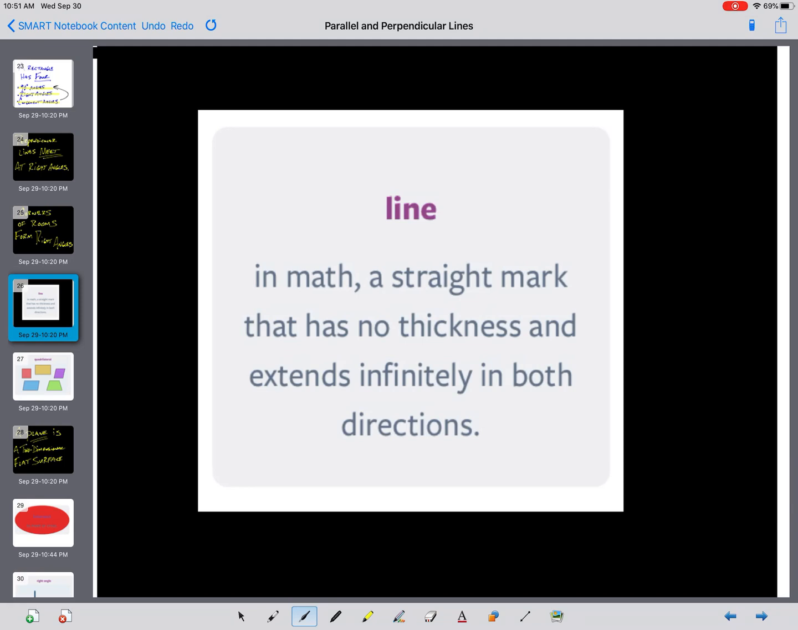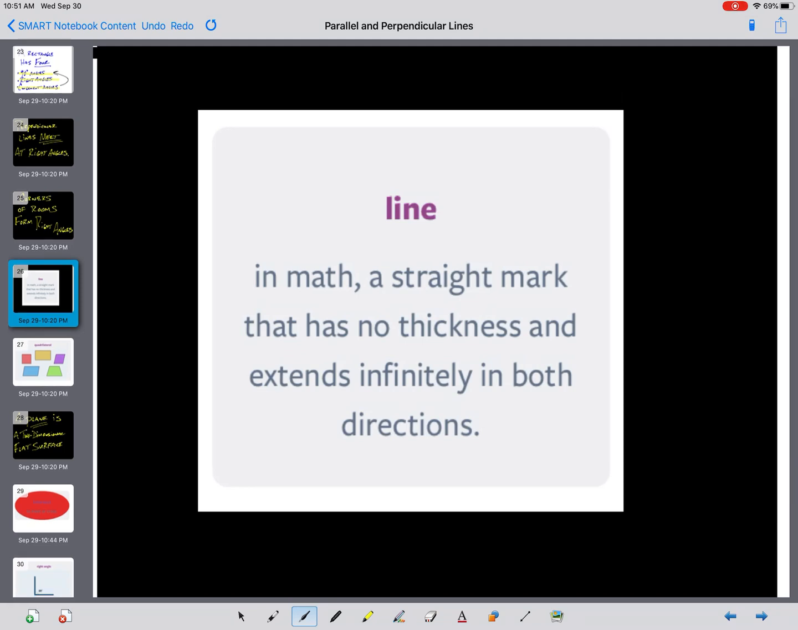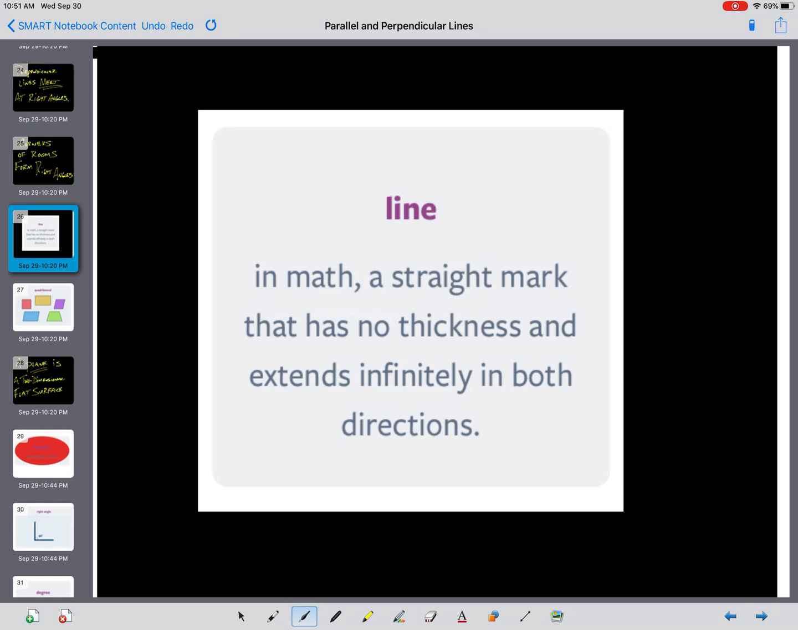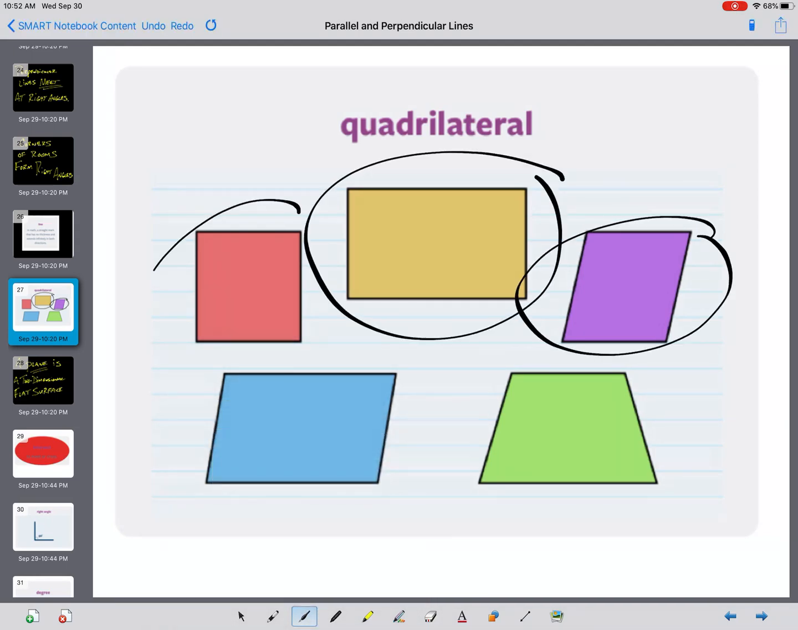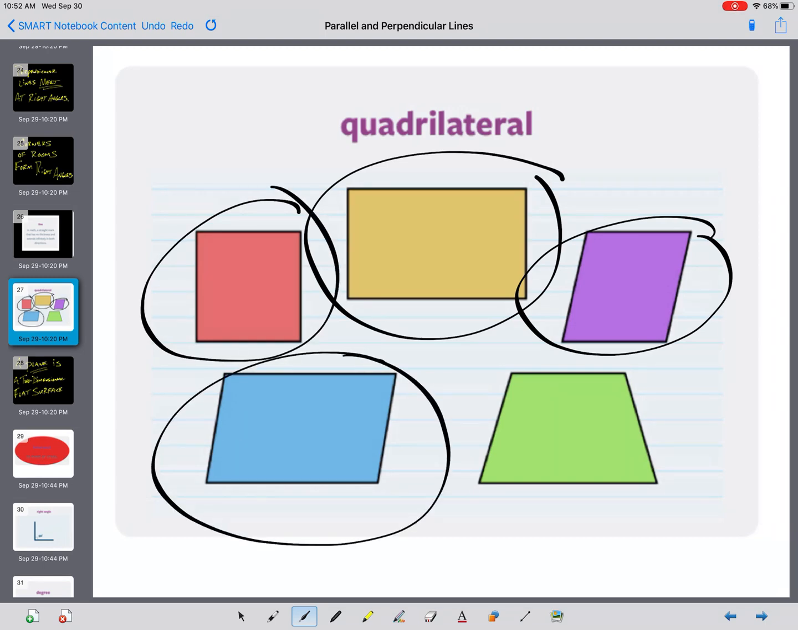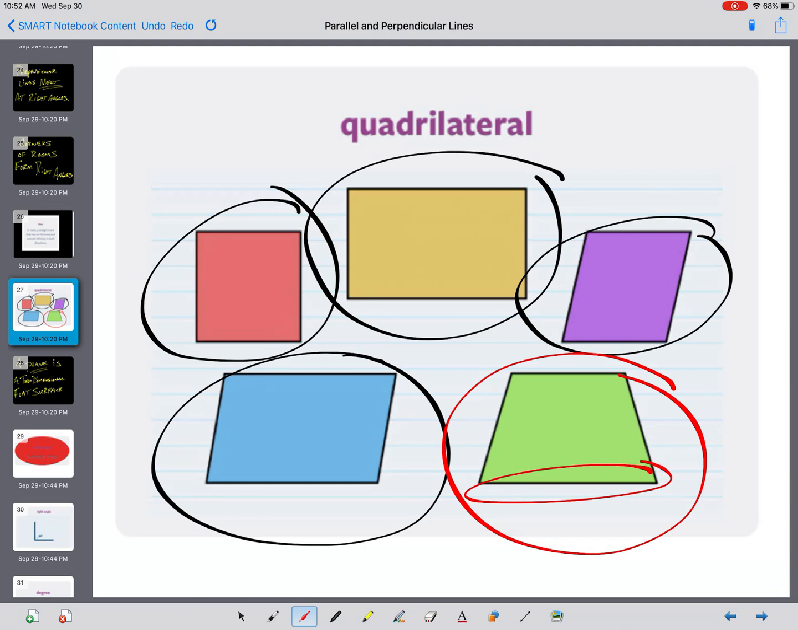All right, you have to know that a line is a straight mark that has no thickness and extends infinitely in both directions. Here's an example of some quadrilaterals. Okay, now out of these quadrilaterals, just want to point out that four of them are actually parallelograms too. Notice the pairs of parallel lines. However, I'm about to circle in red, the trapezoid is not a parallelogram. It only has one pair of parallel lines. Okay, you can see that this pair is not parallel.